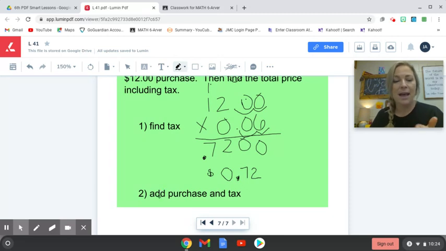This is the next step. Add the purchase and the tax together. This is a really simple one because our purchase was a solid dollar amount with no extra change. Our tax was just a change amount with no extra dollars. We can combine those two mentally and say 72 cents plus $12 gives us $12, and that sounds about right in a real life scenario, $12.72.